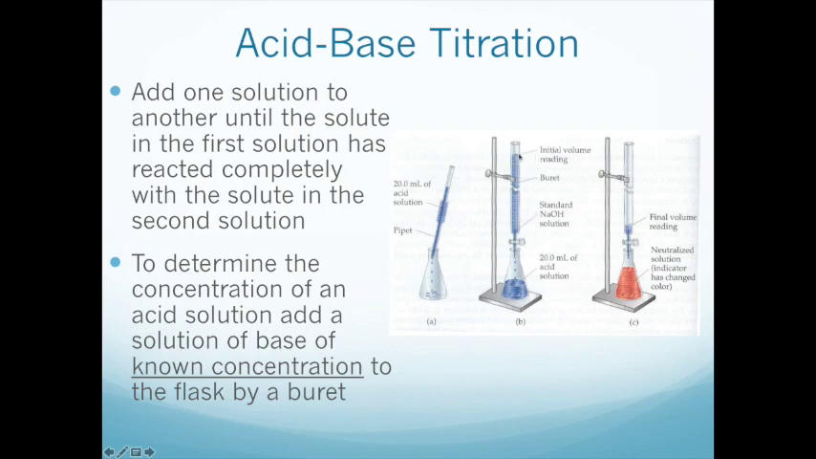You have an initial and final volume reading, and you know that it becomes neutralized based on either a pH reading or an indicator reading. Usually an indicator is more easily noticed. pH readers can sometimes be inaccurate, or too inaccurate for the precision that's required for a titration.